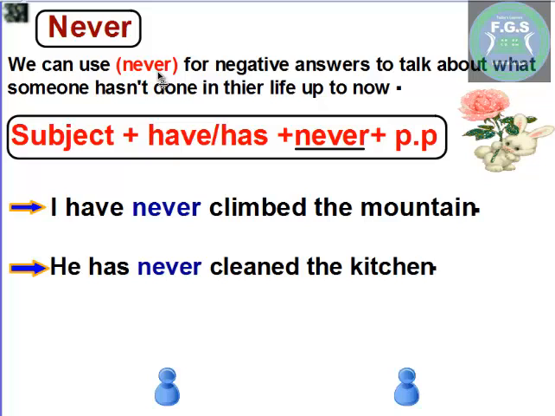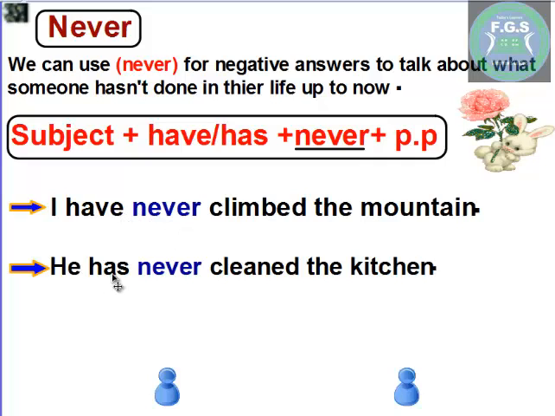Yes, we can use never for negative answers to talk about what someone hasn't done in their life up to now. So, we put never in negative answers, okay? So, the subject followed by have or has, then never, then past participle. Let's see the example. I have never climbed the mountain. I mean, I haven't done this thing before, okay?